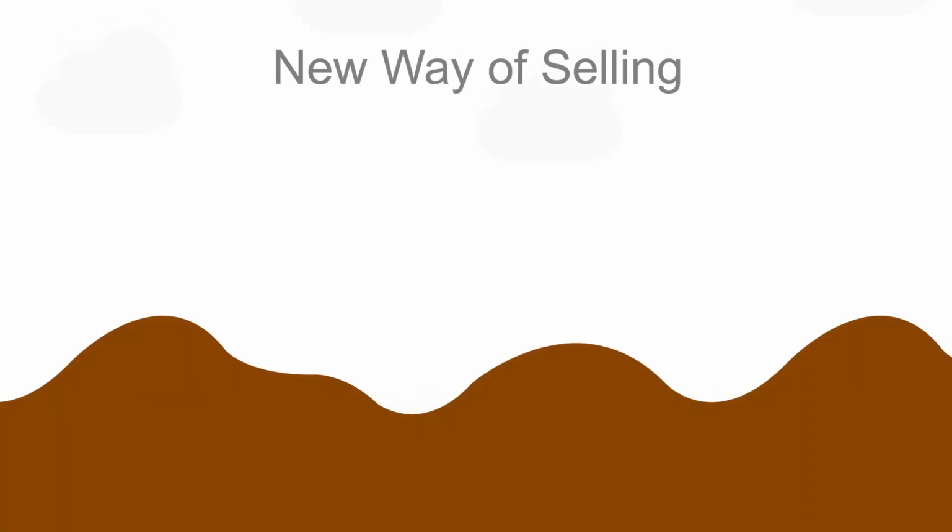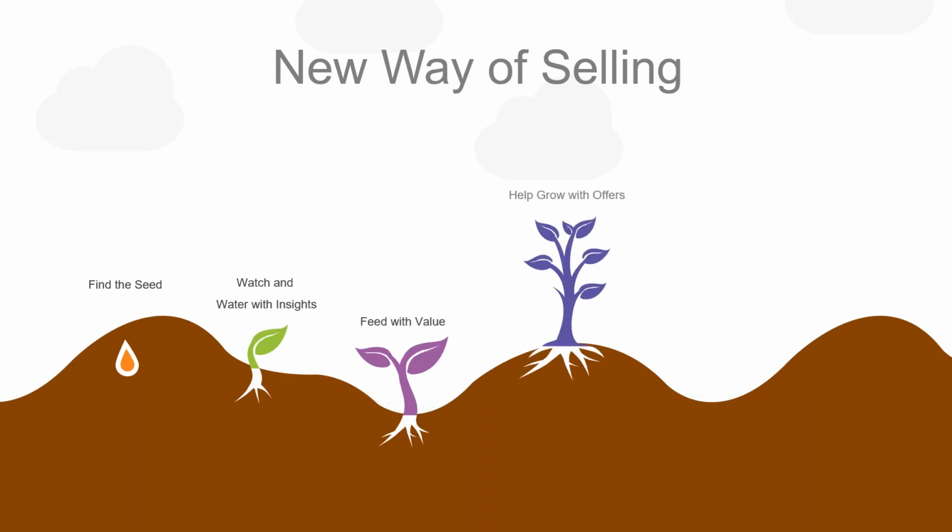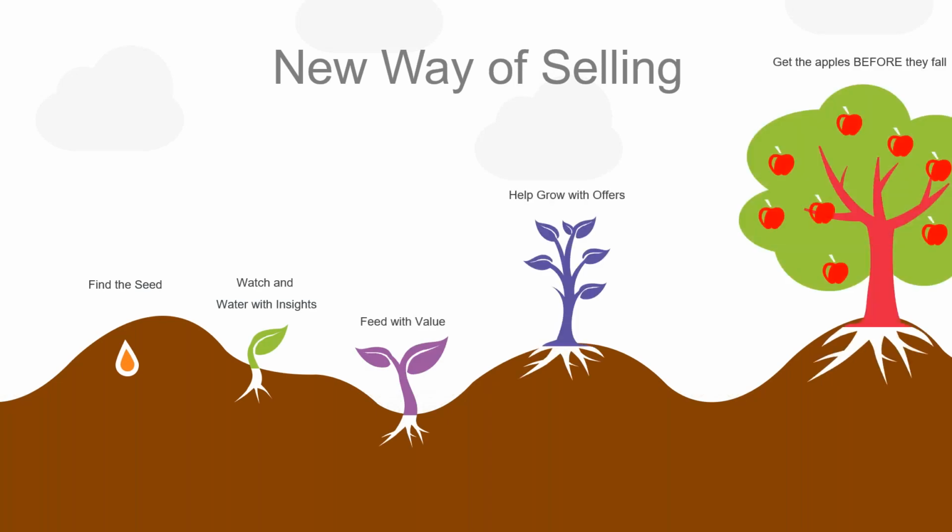So what's the new way of selling? Well, the new way of selling, we used to call farming, but it's a little bit more than farming. The way to do it is to find the seed, and not the seed of the customer, but the seed of the opportunity within a prospect. What is someone interested in? Find out what is interested in them and interact with them. Continually feed it with value. Help it grow with offers of webinars and other things like that, and pretty soon you'll be able to pick those apples before they fall.